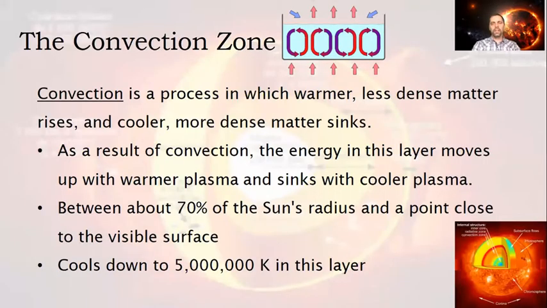The next layer is the convection zone. Convection is a process in which warmer and less dense matter rises and cooler, more dense matter sinks. Exactly the same as in our atmosphere, how the weather fronts work. This layer is actually between 70% of the sun's radius and the point close to the visible surface. And the temperature is dropping further down to 5 million Kelvin in this layer.